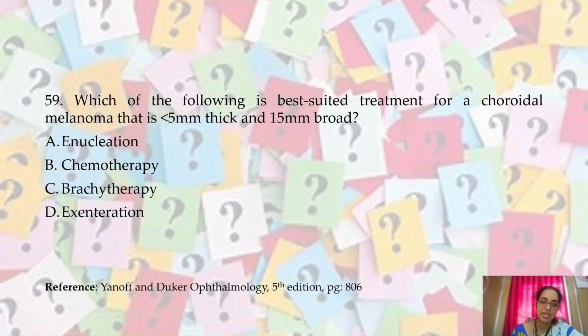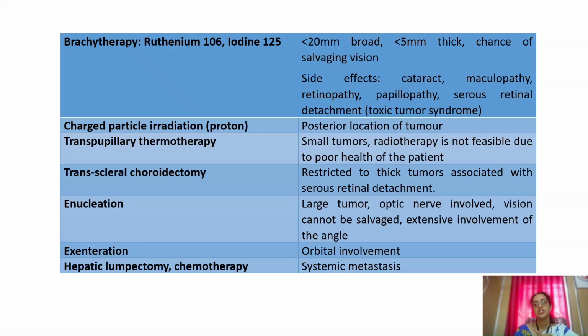The right answer here is brachytherapy. Let's see why. For tumors less than 20 mm in breadth and 5 mm in thickness, there is a chance of salvage and remission. The side effects of brachytherapy include cataract, maculopathy, retinopathy, and papillopathy. Other ways in which we can treat smaller tumors with posterior location are proton irradiation, transpupillary thermotherapy, and transscleral choroidectomy. Enucleation is mainly reserved for larger tumors with optic nerve involvement in which vision cannot be salvaged. Exenteration is required in orbital involvement, and you need systemic chemotherapy for systemic metastasis.